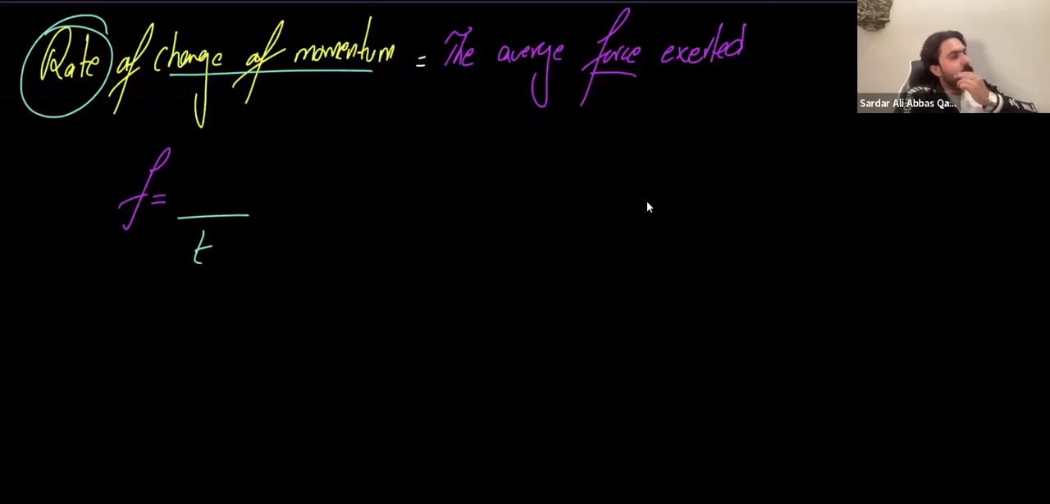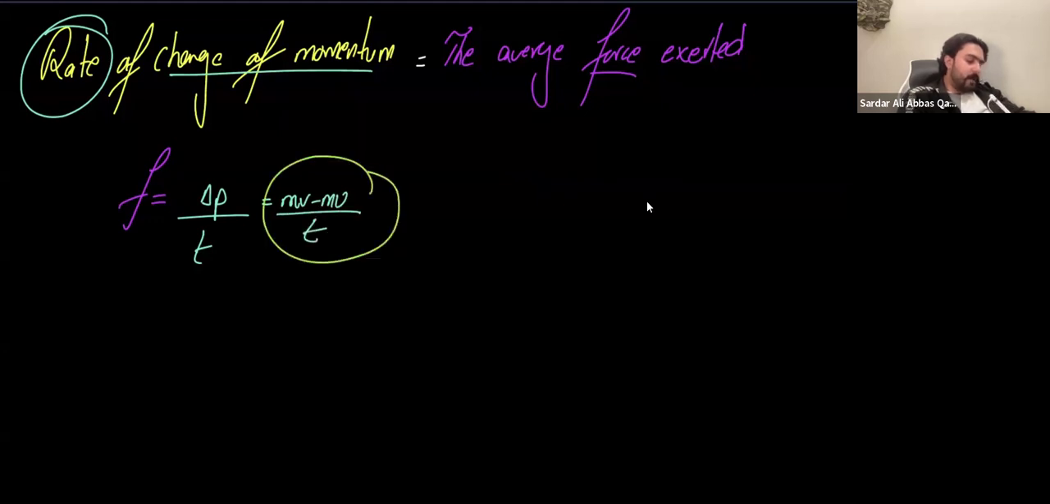So even if you remember this line, rate of change of momentum is equal to the average force exerted, you can formulate this formula. So F is equal to change in momentum over time, which is mv minus mu over t. So mv minus mu over t is gonna be your new formula.